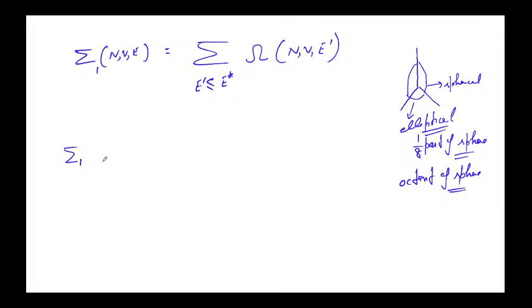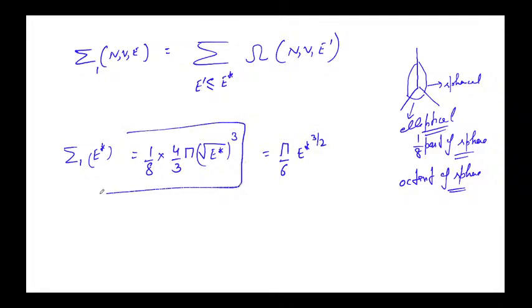So asymptotically the new microstate should be equal to the volume of an octant of a sphere. The volume of a sphere we generally represent as 4/3 pi r cube, where r is the square root of E star, cubed. So we can write this as pi by 6 E star to the power 3 by 2. Let us say this is equation number 1.